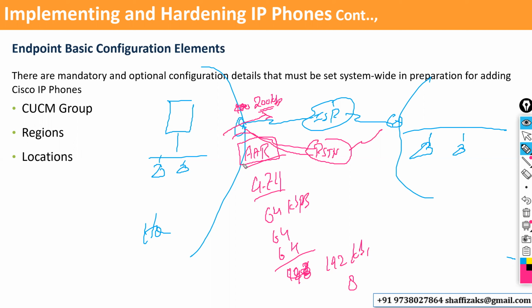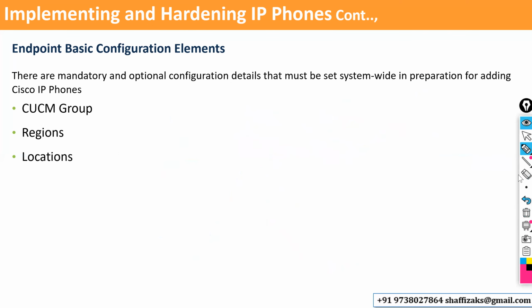Locations and call admission control are the same. The generic name is locations, but the actual technical term is call admission control. CAC is part of locations. Both are the same. Clear? So let's create locations if you want.